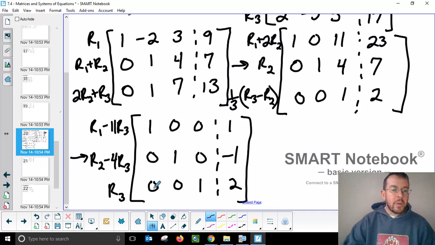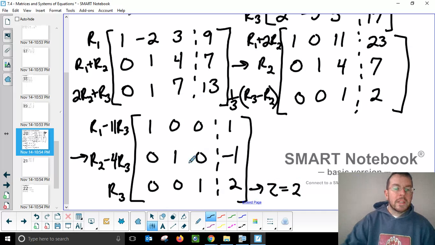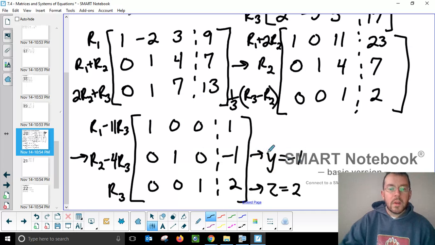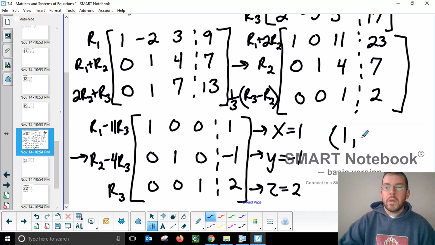All right. Now, what actually makes this really nice is before, when we just had it in regular row echelon, we would say, okay, well, this tells me that z equals 2, and then I would go in and plug z equals 2 up here and solve for y, and then I'd plug y and z up here and solve for x. Well, because of all these other zeros, everything's already done for us, right? This tells me that y is equal to negative 1. And this tells me that x is equal to 1. All right, so my ordered triple, my answer here would be 1, negative 1, 2.